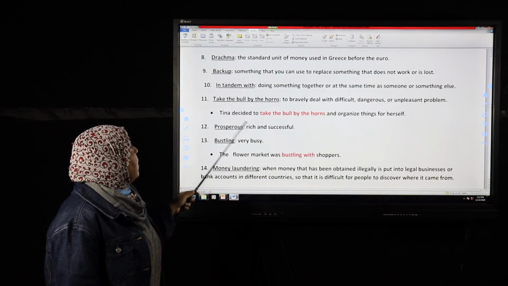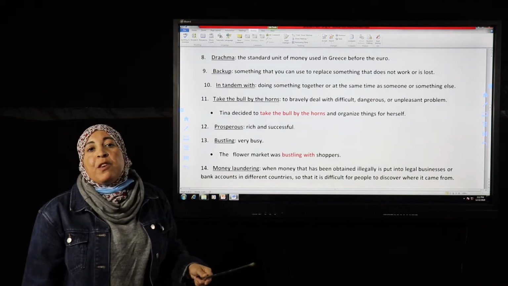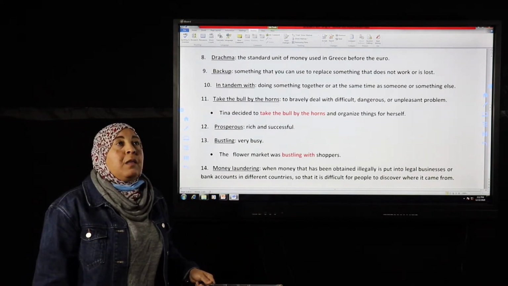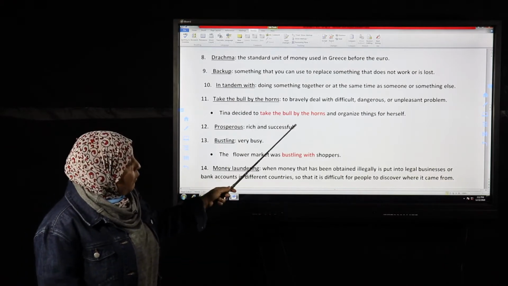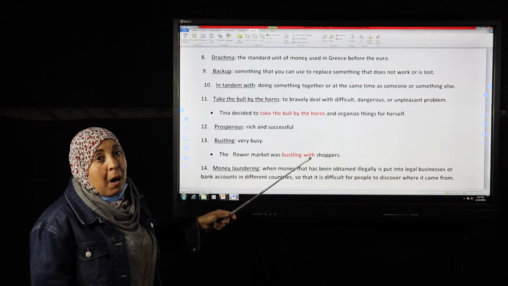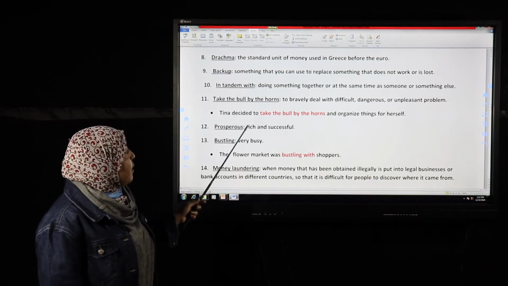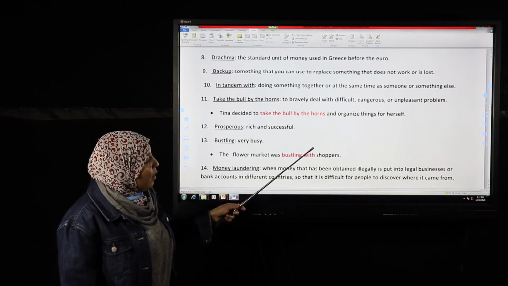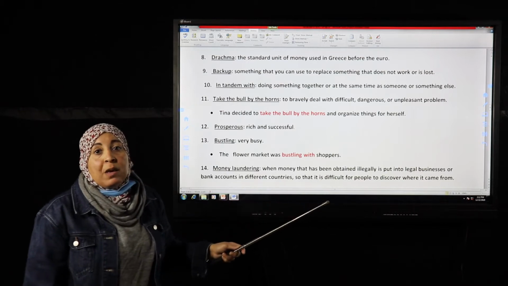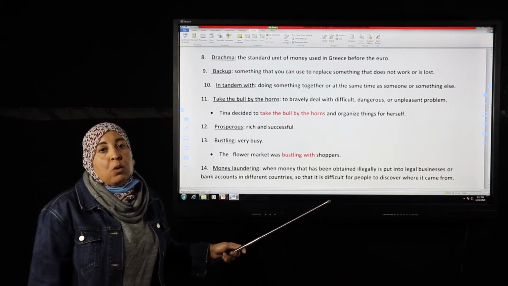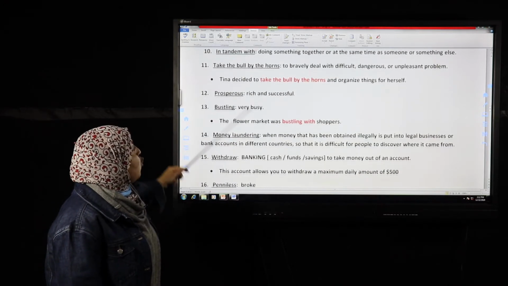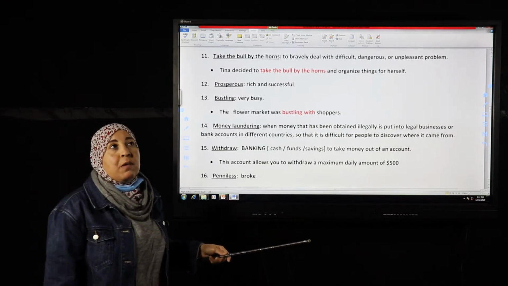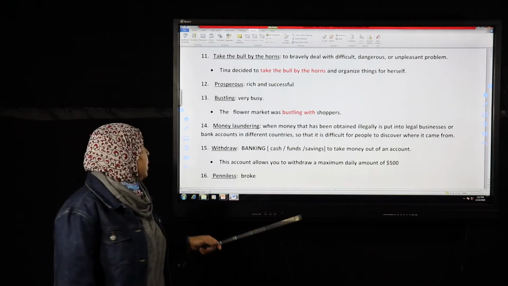Number 11, take the bull by the horns. This is one of the expressions: to bravely deal with something or to face it. To bravely deal with a difficult, dangerous situation or problem. Example, Tina decided to take the bull by the horns and organize things for herself. She decided to take her decision and to start her own thing and to organize herself. Number 12, prosperous. To be rich and successful. For example, when I say we live in a prosperous country.